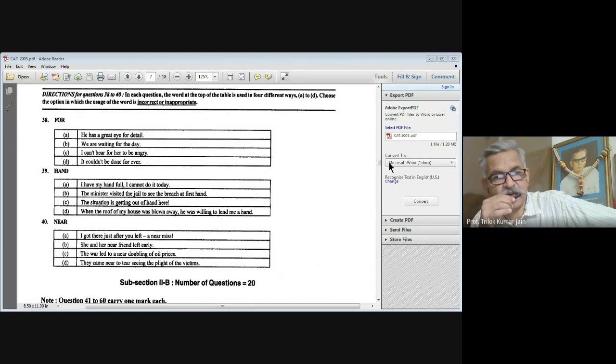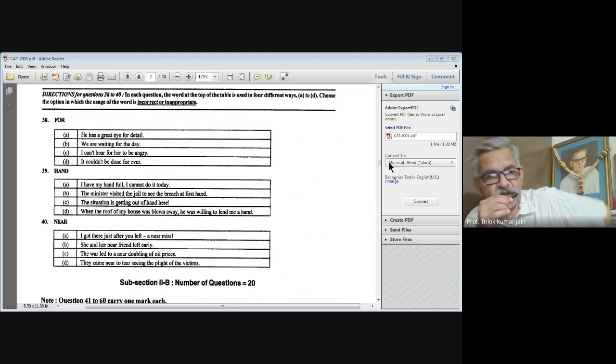This is incorrect use. The minister visited the jail to see the breach at first hand is correct. The situation is getting out of hand, correct. When the roof of my house was blown away, he was willing to lend me a hand, correct. So option A is incorrect. I have my hands full, or I have some work at hand. This could have been better.